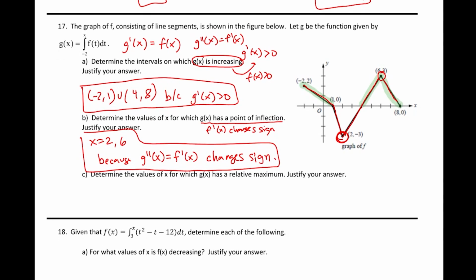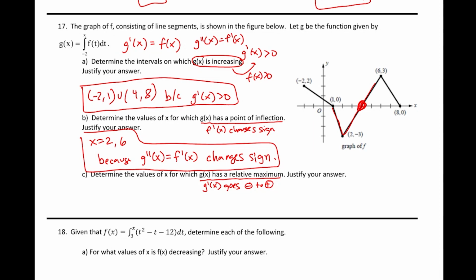Okay, part C says, determine the values for x where g of x has a relative maximum. Okay, relative maximum is when the slope of that function is going to change from being negative to positive. In other words, g prime needs to go from being negative to positive. And as we said earlier, g prime is just f of x. So if we're looking at the y values of f of x, we can see those values are changing from being negative to positive right here.